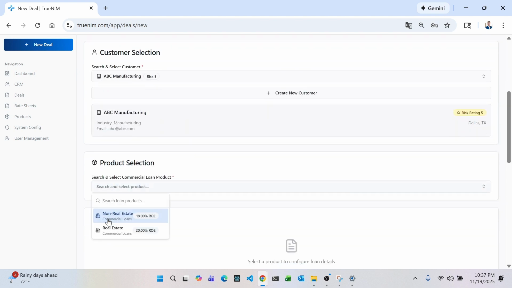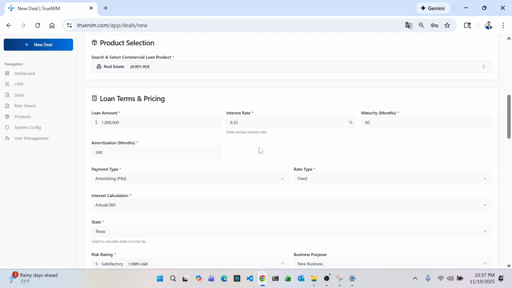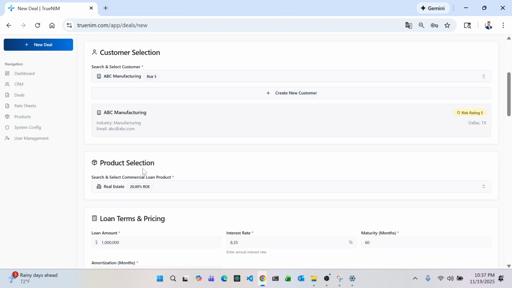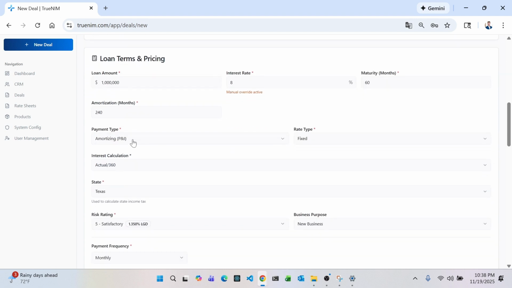Then I'm going to pick one of our products. When you start out, you're going to have 2 products, a non-real estate product and a real estate product, but both of these products are incredibly flexible to run all types of products through the system. So I'll pick a real estate product. Let's just keep the loan amount here. Based on the risk rating as well as the loan amount type, there's an interest rate that is going to pre-populate in here that will provide guardrails for your users. I'm going to override it in this case, and I'm actually just going to do prime plus 1. Then we have the maturity and the amortization.